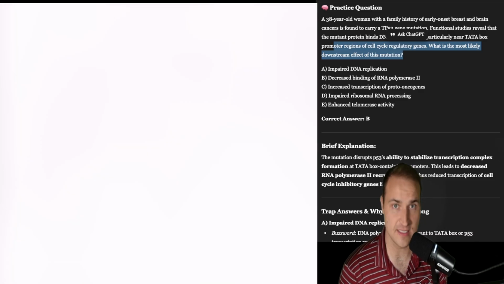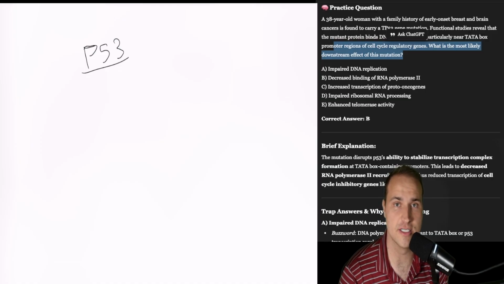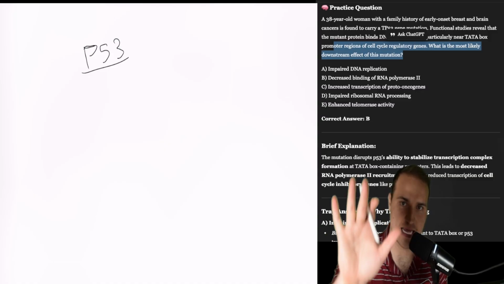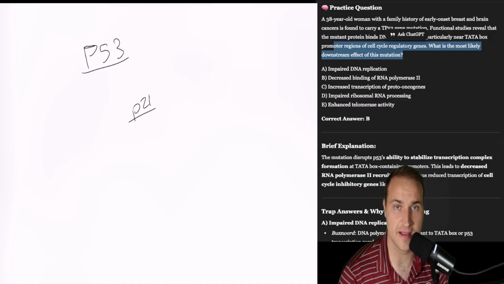Now, let's talk about this before we approach this question. P53, you've heard of it a lot. It's a tumor suppressor gene. It's like a security guard for your DNA. It'll stop all the bad cells from dividing when the DNA is damaged, and it does this by turning on the stop genes like P21. All right, it's the security guard.